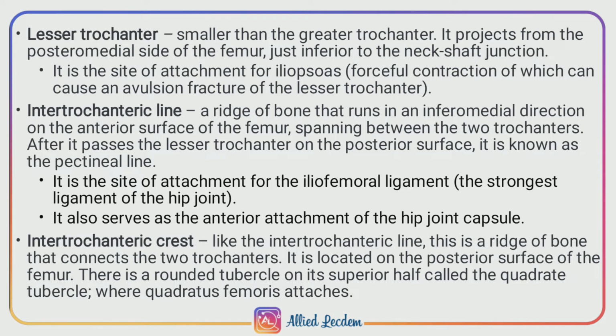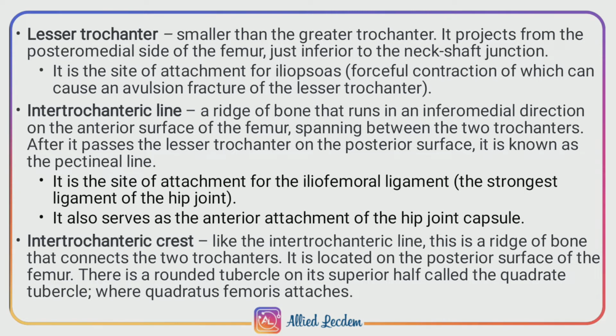Next are the two bony ridges connecting the two trochanters. They are the intertrochanteric line and intertrochanteric crest. The intertrochanteric line is a ridge of bone that runs in an inferior-medial direction on the anterior surface of the femur, spanning between the two trochanters. It is also known as the pectineal line. The next is the intertrochanteric crest. Like the intertrochanteric line, this is a ridge of bone that connects the two trochanters and is located on the posterior surface of the femur.